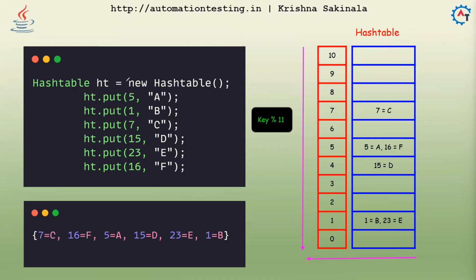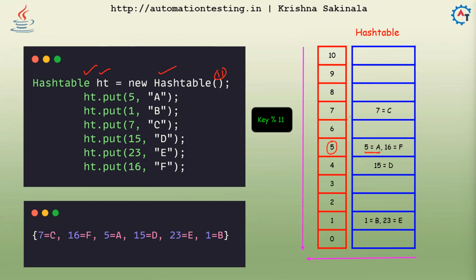So I have a hash table here. Hashtable ht is equals to new Hashtable. Internally it is 11. So I have 11 buckets. Technically we'll call it buckets. So 11 buckets created. So I'm putting 5A, 1B, 7C, 15D, 23E, 16F. Right. Now I want to place this here. So put 5, so hash code 5. I am putting it in the 5th hash code. 5 is equals to A. This value I am placing here.